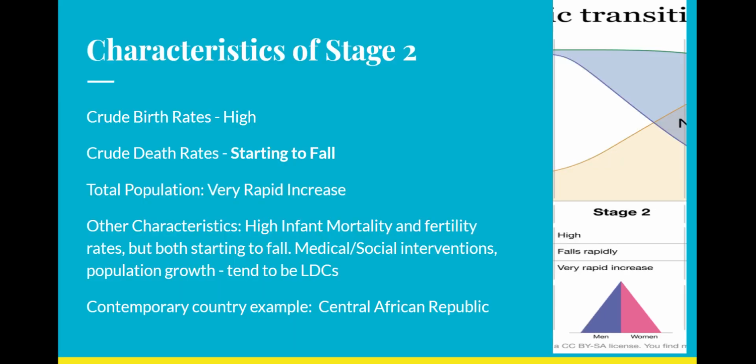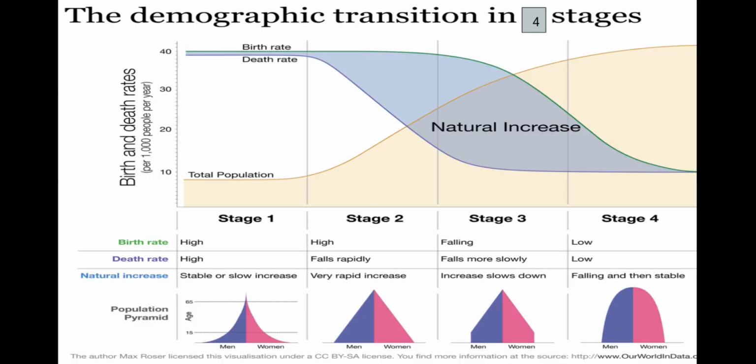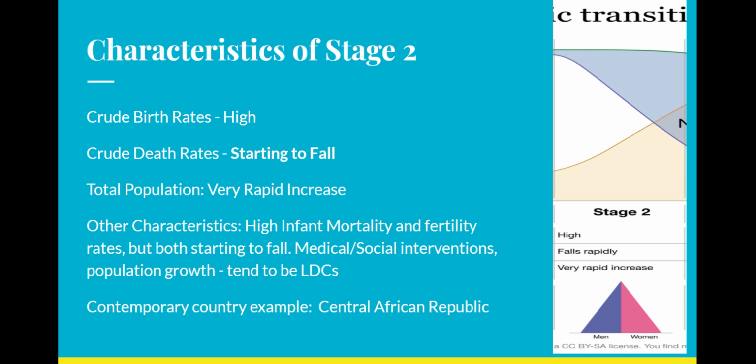All right, so thinking about what happens to a country as it enters stage 2. The most important thing, and I'm going to go back to this screen to show you, the most important thing that happens in stage 2 is the death rate begins to fall. And that's sort of what starts this entire process. So why does the death rate begin to fall? Well, the country or the geographic territory starts to get basic medical and social interventions.